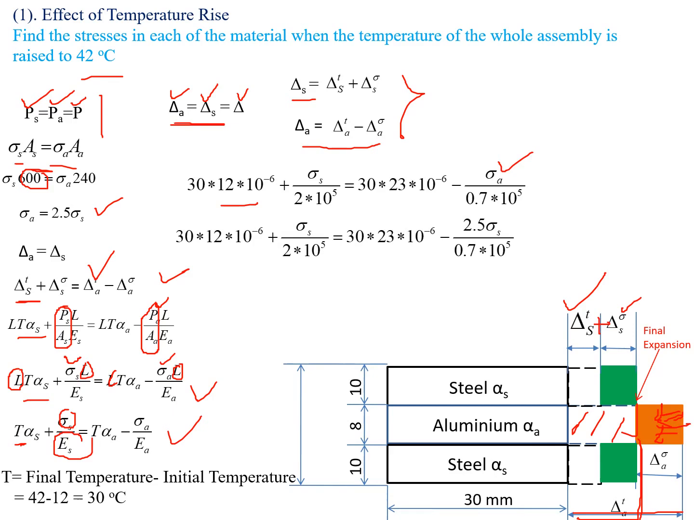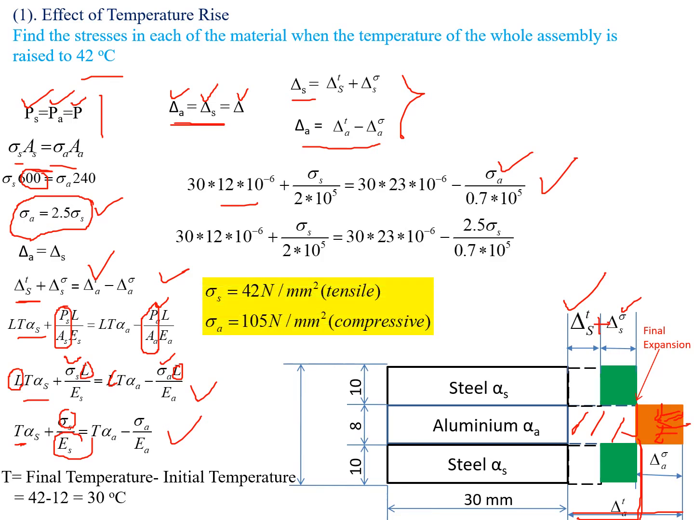From here, we know the relationship between sigma A and sigma S, that is, sigma A equals 2.5 into sigma S. We just substitute this sigma A value in this equation as 2.5 into sigma S. Then you have to solve this equation. We send this term to this side, so it becomes 2.5 sigma S divided by 0.7 into 10 to the power of 5 plus sigma S by 2 into 10 to the power of 5. Take sigma S in common and solve this equation.